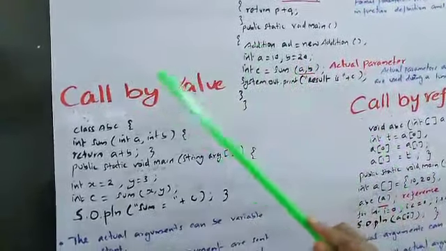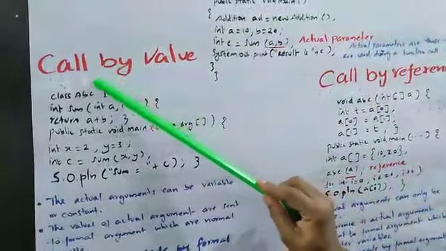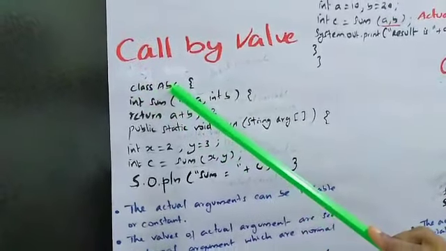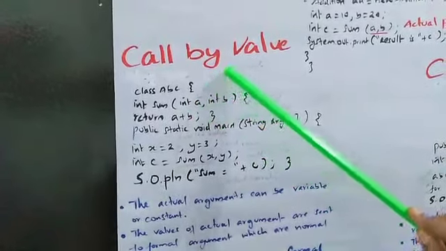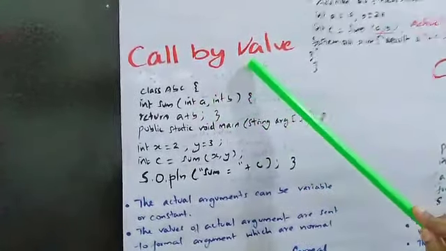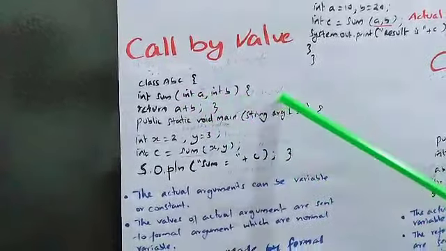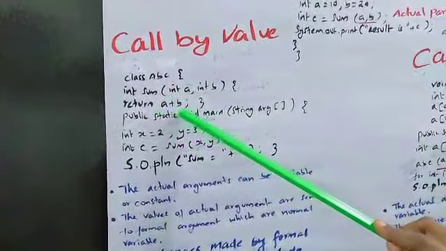Now we come to call by value and call by reference. Here one program is there. Call by value. Our class name was ABC. Int sum, int A and int B, these are formal parameters. Int A and B are local variables and formal parameters. Then return A plus B.